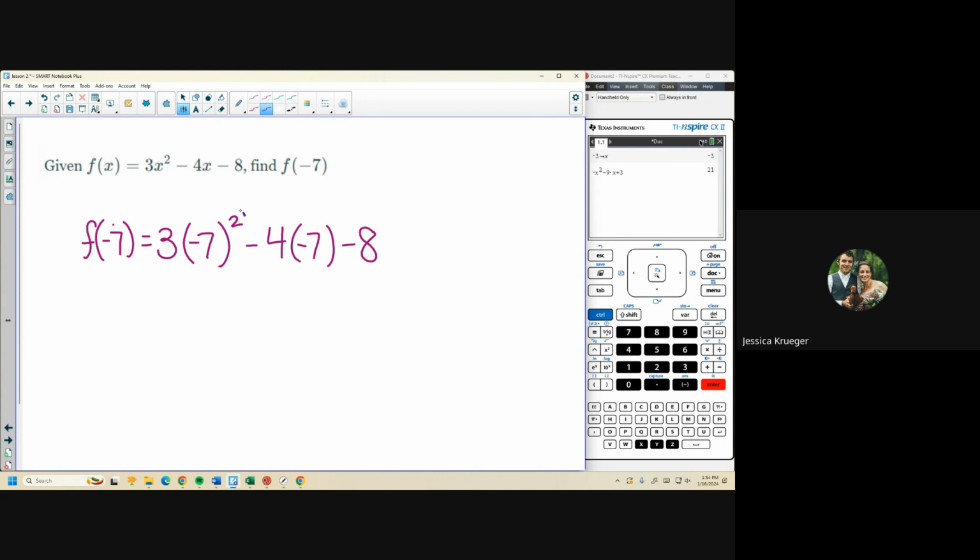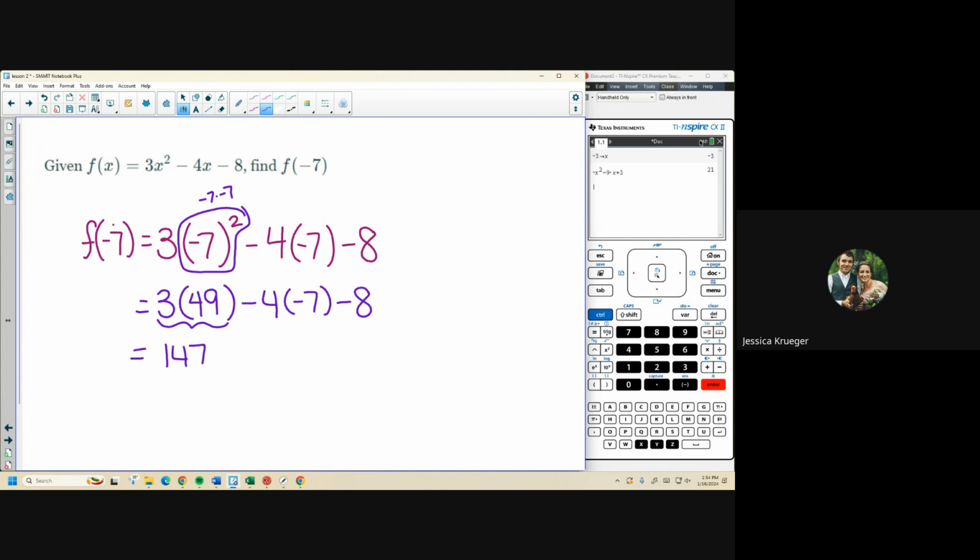Order of operations, I've got to do my exponent first. So this becomes 3 times negative 7 squared is negative 7 times negative 7. That is 49. Minus 4 times negative 7 minus 8. Now I've got to take care of multiplication and division. 3 times 50 is 150. So then take away 49 is 1 less. So I think it should be 147.